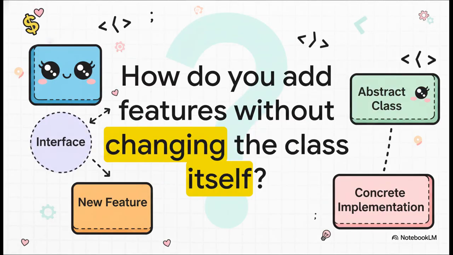So that's the million-dollar question, isn't it? How on earth do you add functionality without actually modifying the original code? Well, the secret sauce here is something called an interface. You can think of it like a contract or a blueprint for what a class needs to do, without locking you into one specific way of doing it. Let me show you what I mean with a quick example.